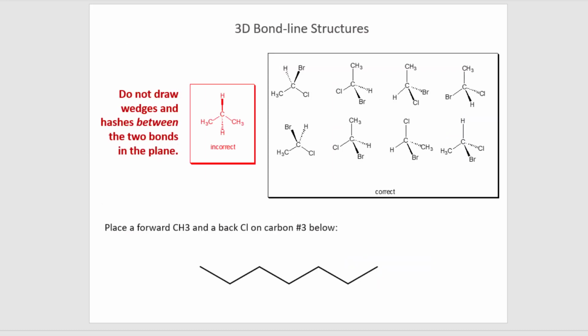I can also show you different orientations of the same molecule. What I want to show you is that when you're drawing the zigzag, it's important to understand that when you do hashed and wedges, you do them on the same side.